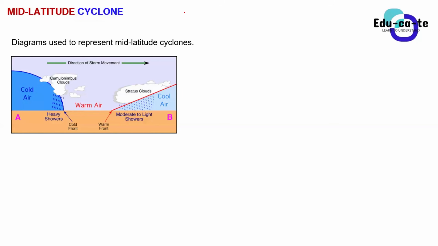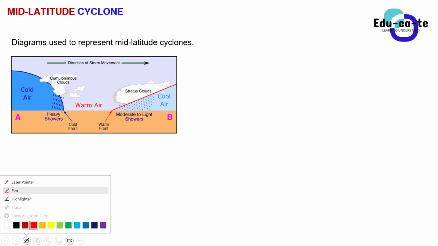But Trevor was asking because he was interested to know if this mid-latitude cyclone is something that we experience here on Earth. Yes, guys, it's something that we experience here on Earth. So this is a side view of a mid-latitude cyclone. The side view of a mid-latitude cyclone is otherwise known as the cross-sectional view.